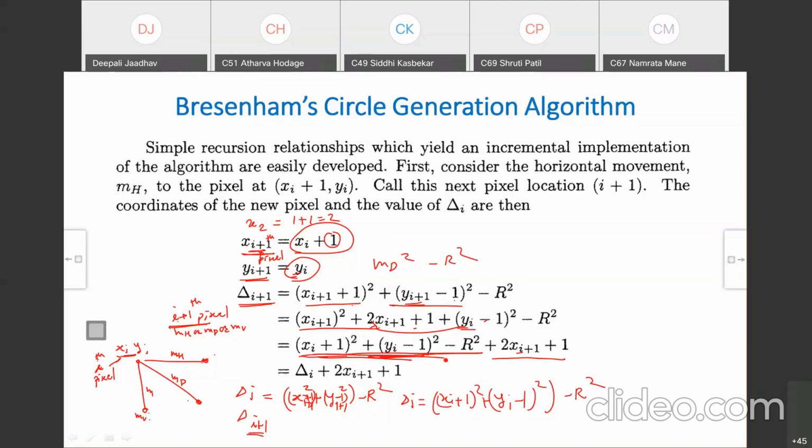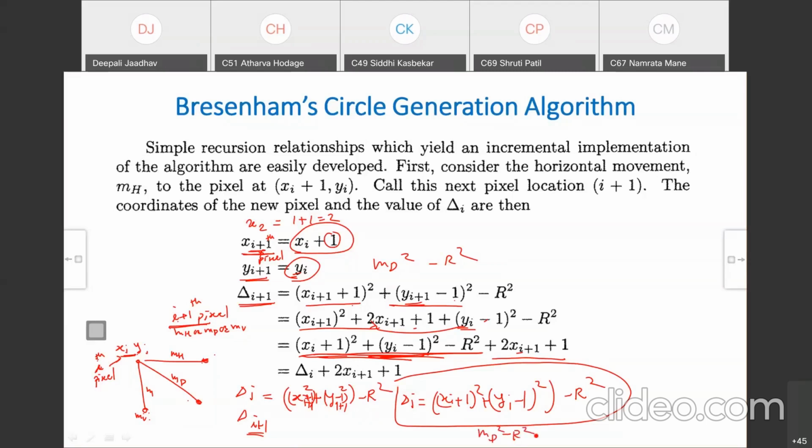See once again. Initially we have the ith pixel with us, that is xi and yi. We want the next pixel, the I plus 1th pixel, which may be either horizontal, diagonal or vertical. First we start with the horizontal. If the horizontal pixel is selected, then the I plus 1th pixel is the horizontal one. In the horizontal, only x is increased, y remains as it is. Now delta I we already know, this is the equation for delta I: xi square plus yi minus 1 square minus r square, md square minus r square.